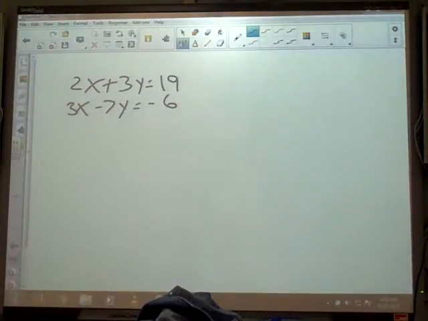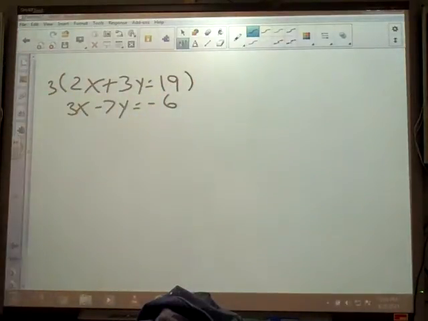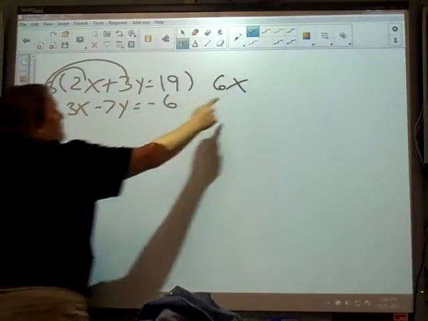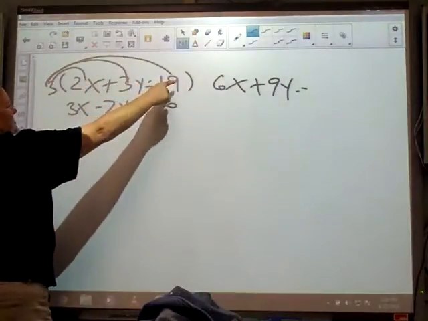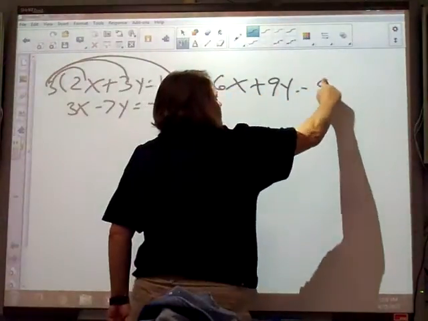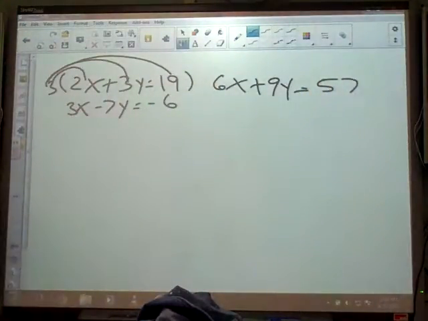What will we have to multiply equation number 1 by to get a 6x? 3. So we've got to make sure we distribute that 3 to the whole thing. So it gets me 6x plus 9y equals 57. Is that right? 19 times 3, 57. We'll take your word for that.